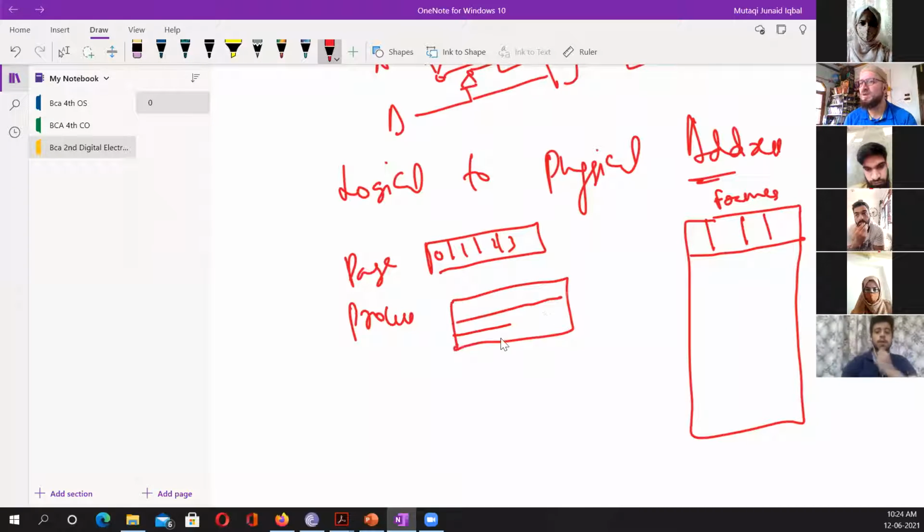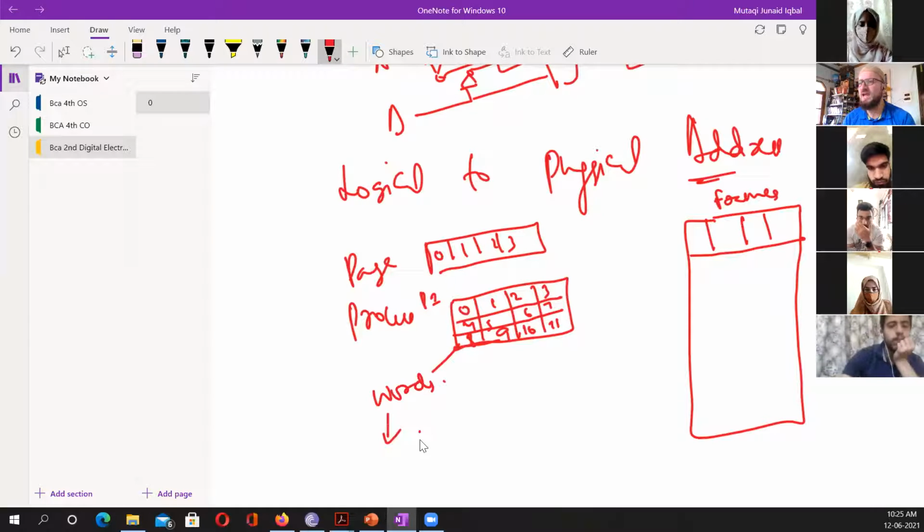for example, a process P1 has come up, it has 3 pages. And I know each page is going to have 4 bytes. So for example, 0, 1, 2, 3, 4, 5, 6, 7, 8, 9, 10, and 11. So total 12 words. So we have 12 words here. Say for example, a word here means 8 bits, or a byte, okay? This is a simplistic example to see how logical to physical address translation happens.